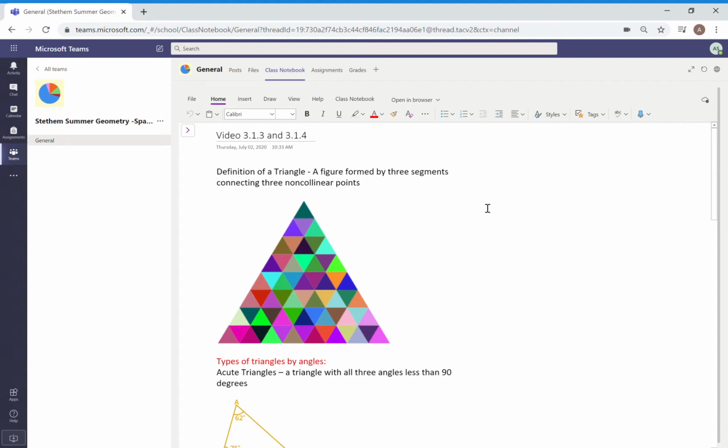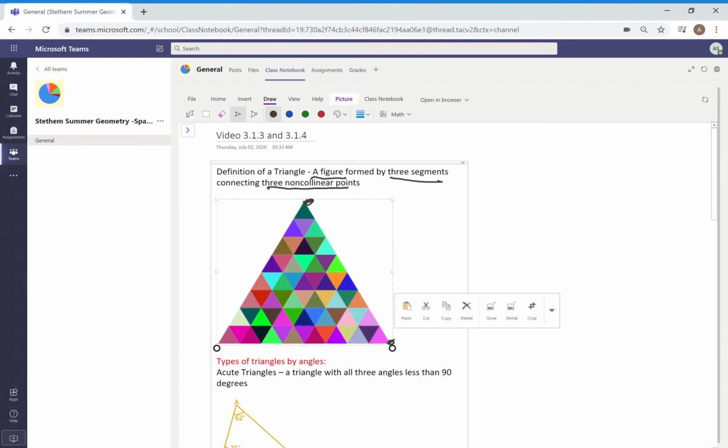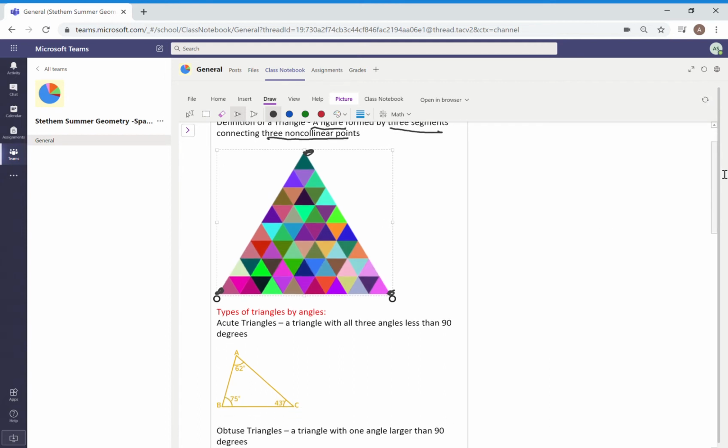So the first thing we have here is, what is the definition of a triangle? Well, the definition of a triangle is a figure formed by three segments connecting three non-collinear points. Here's a point at the top, point at bottom, and point over here. Those points are all connected with lines. You guys know what triangles are.